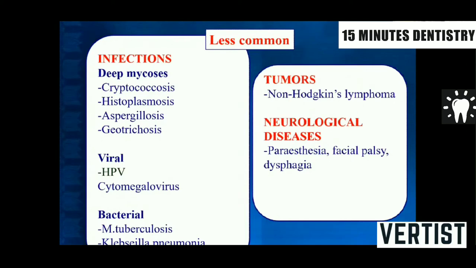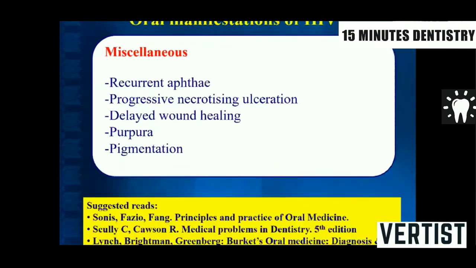Non-Hodgkin's lymphoma is a less commonly found oral manifestation of HIV, and then neurological diseases, paresthesia, facial palsy, and dysphagia. There are miscellaneous manifestations of HIV, which include recurrent aphthae, progressive necrotizing ulceration, delayed wound healing, purpura, and pigmentation.